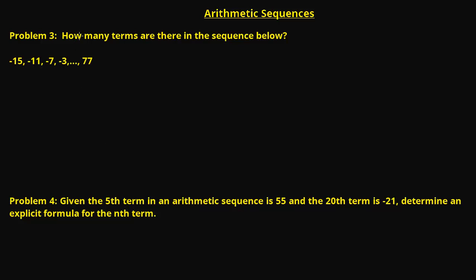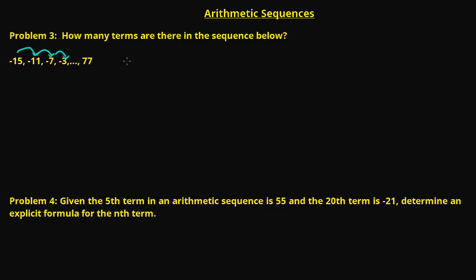We're asked how many terms are there in the sequence below. Here the first term is negative 15, the second term is negative 11, then negative 7, negative 3, and so on all the way to 77. One thing to notice is that this appears to be an arithmetic sequence because there's a common difference of 4 between terms. To get the second term from the first term, we add 4, and add 4.